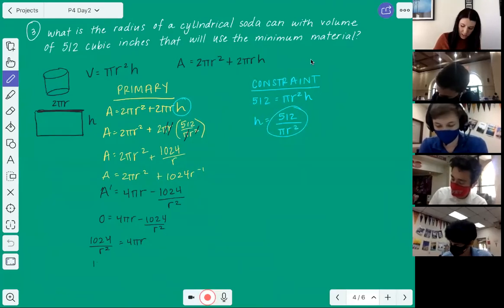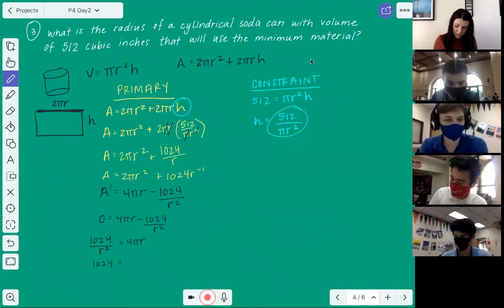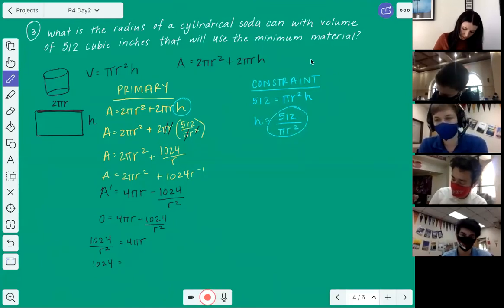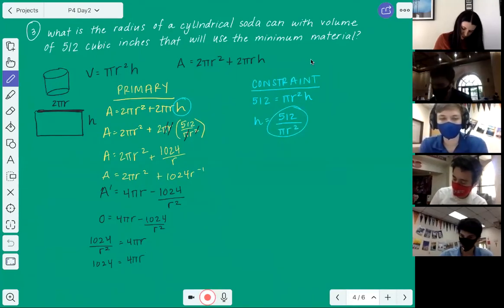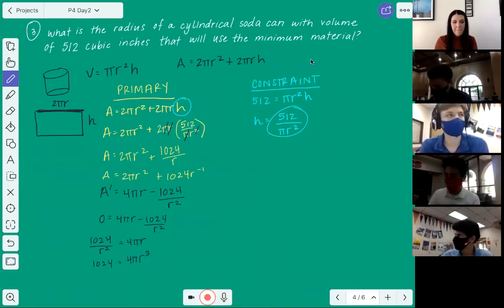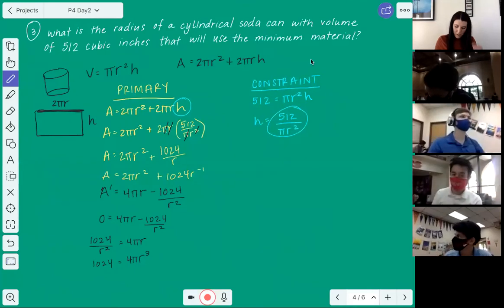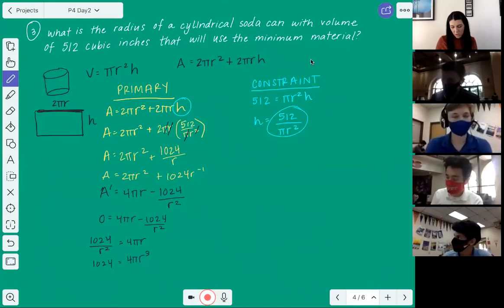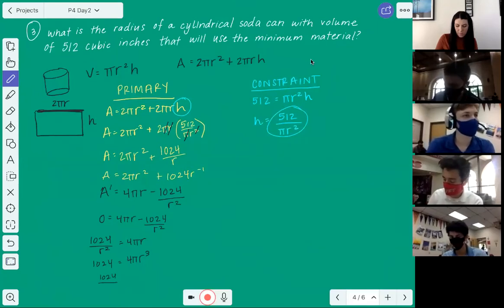Okay, so this gives us 1024 is equal to, did I do that right? Yeah, right. Am I supposed to have a pi? No, okay. 4 pi r cubed. There we go. Okay, and then what, Kleiner, from here? So from here you can divide by 4 pi, divide 1024 by 4 pi.